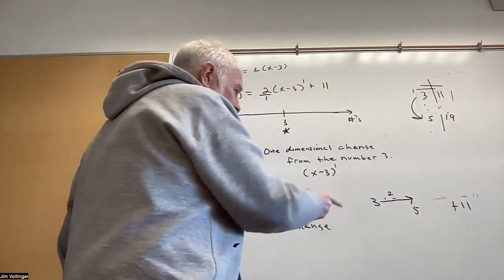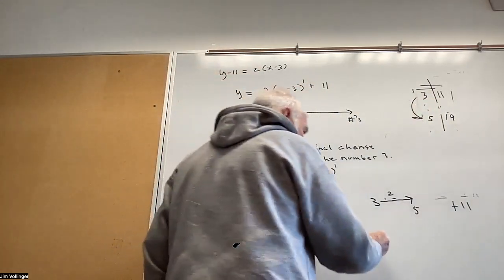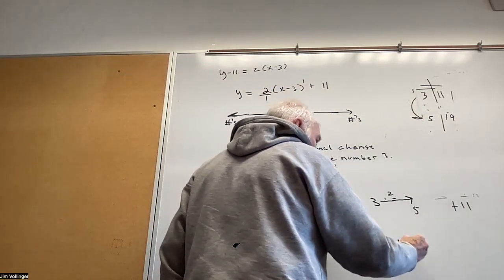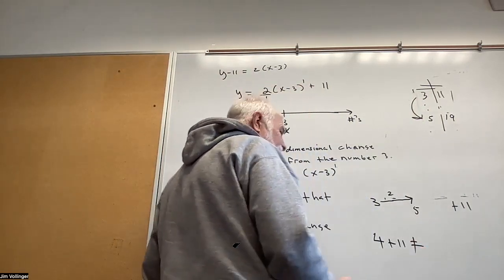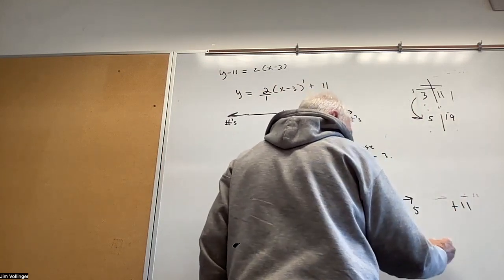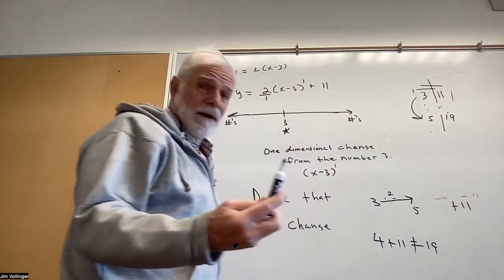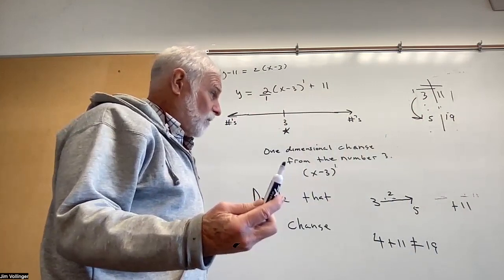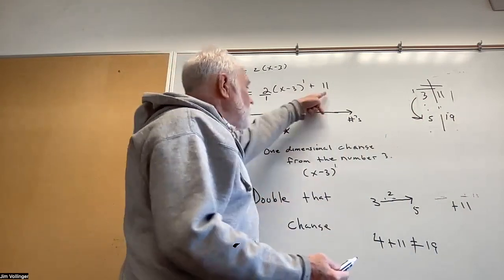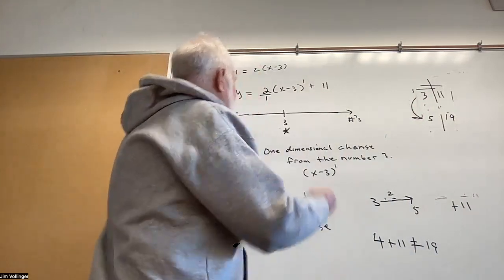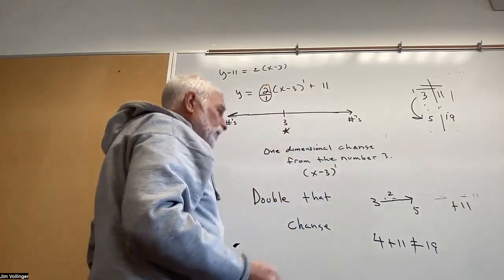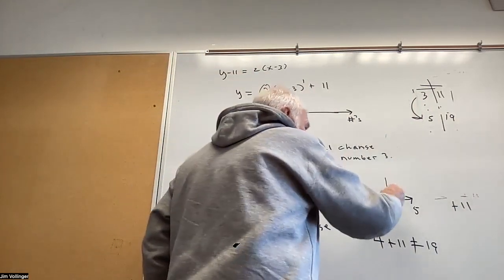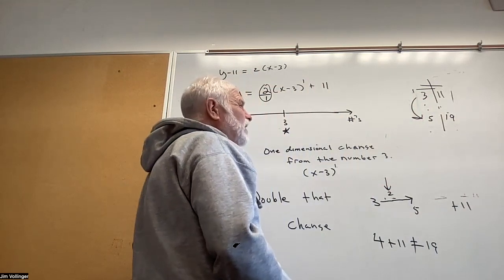Okay, and if we double that, we've got 4 units of linear change plus 11. And unfortunately, that does not take us to 19. We got a marker. We're not going to change the 3 and the 11, but we can change the multiplier. We can make this change of 2 turn into the change we want.